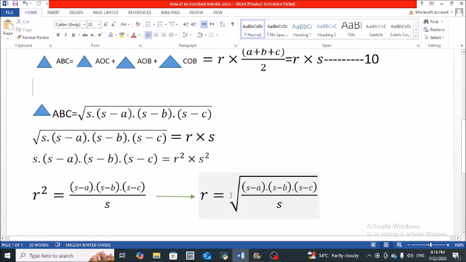So this formula is supposed to be correct. If it is dimensionally incorrect, then it is necessarily incorrect. But it is dimensionally correct. Of course, we know it is correct.